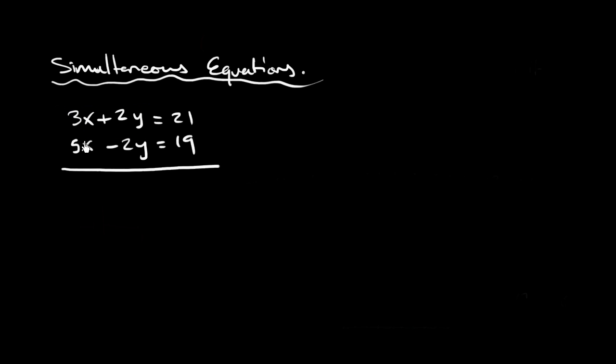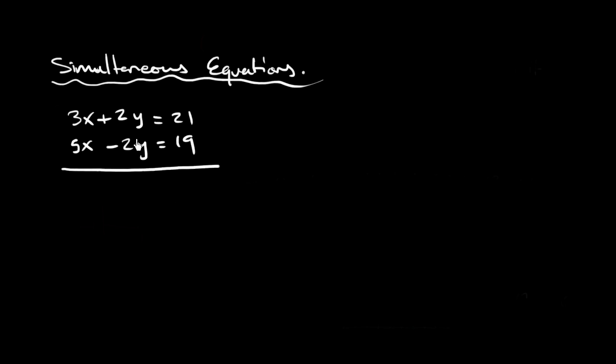So the key here to decide is first, am I going to add them or am I going to subtract them? And what you should guide your own answer by is by the signs of them. Here you have plus 2y and here you have minus 2y. Because the signs are opposite, you want to add them.